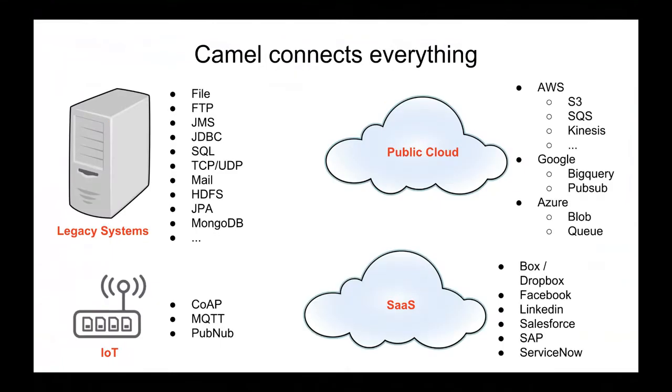Now, Camel can connect to a lot of different systems, and here on the slide, I just put some of the different connectors we have. One thing that people are maybe not as aware of, but you can also use Camel for connecting to API gateways to small embedded devices, for example. So it's very flexible and versatile.